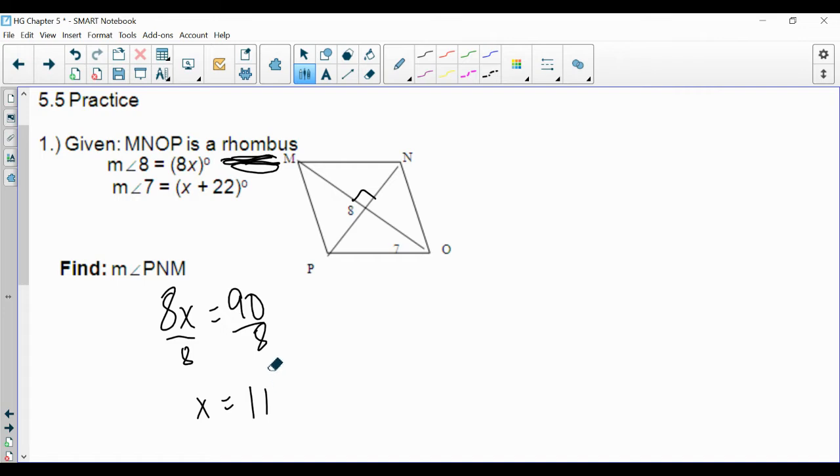So we get 11 and, ooh. What happens when you've been sick for a few days? Your brain power goes down a little bit. 2/8, 1/4.